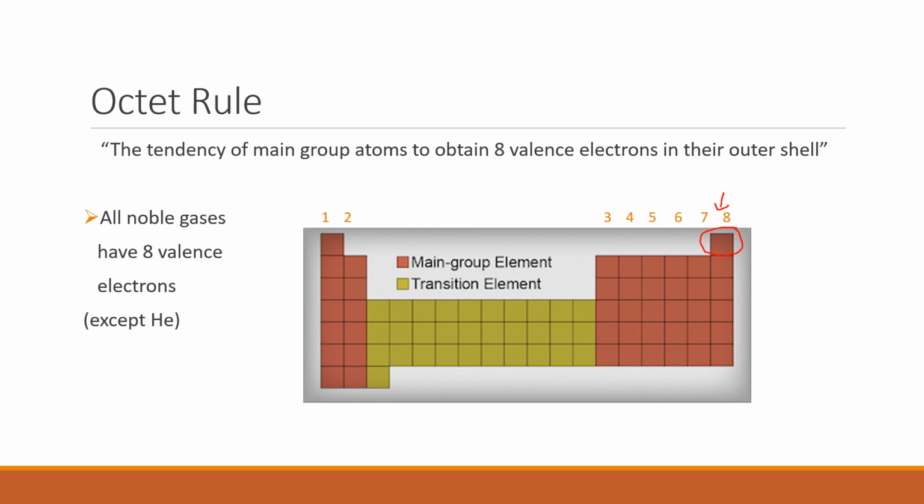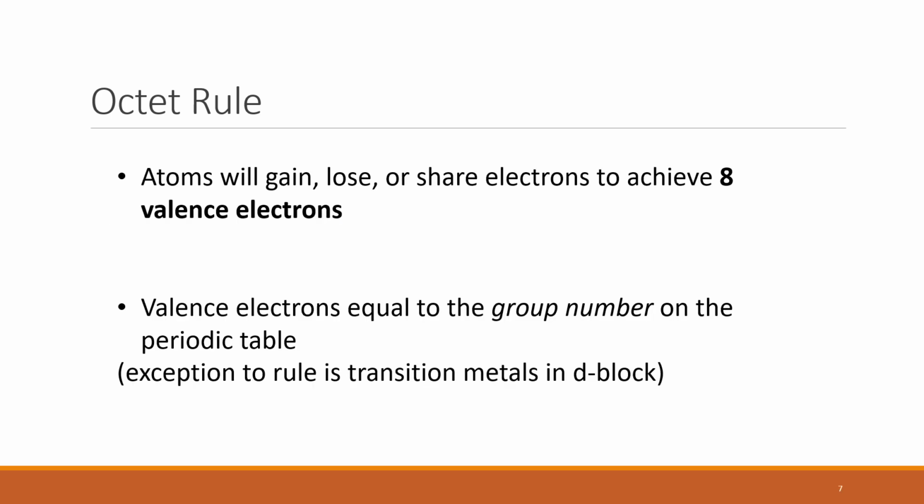So since those noble gases are happy and stable, essentially the other main group elements want to be a noble gas. That's their goal. They want to get 8 valence electrons in their outer shells so that they can be just as stable as those noble gases. So in summary, for the octet rule, atoms will either gain, lose, or share electrons to achieve 8 valence electrons.